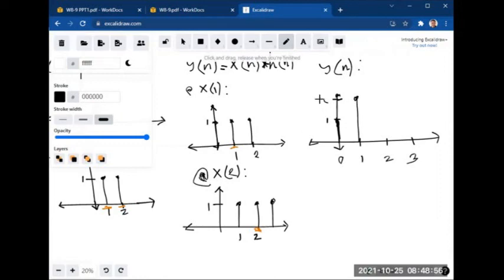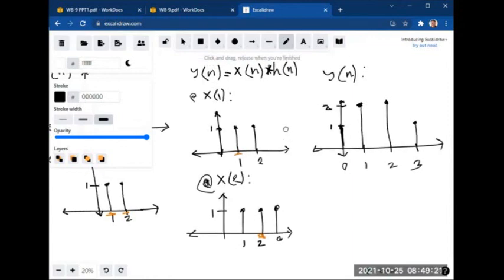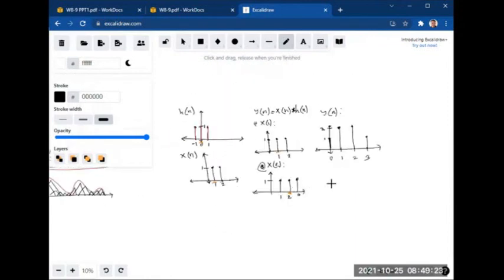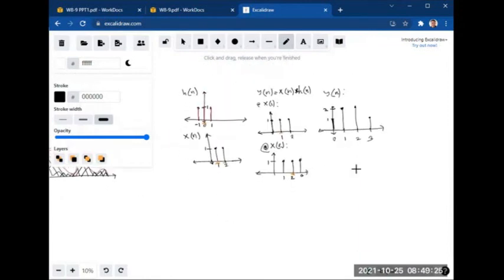Then at time 2, we have 1 and 1, so a total of 2. Then at time 3, we have a 1 here, nothing here, so 1 plus 0, so we have 1. So this is our y of n in this discrete convolution. Can you still see this one?